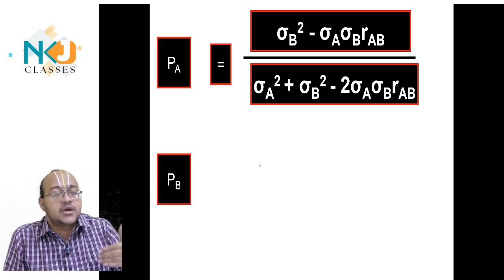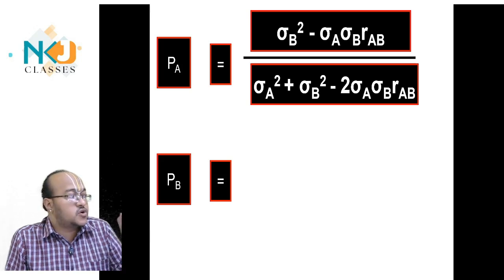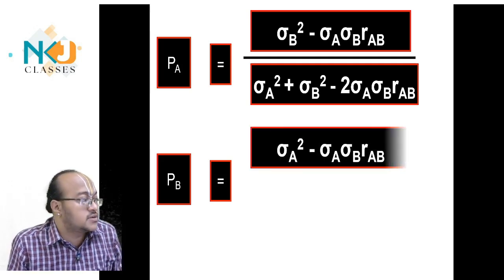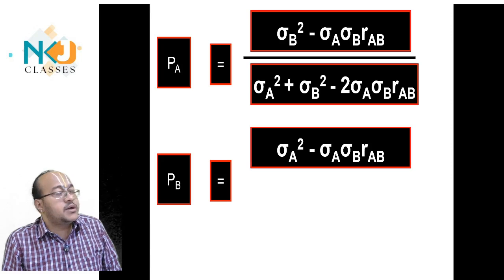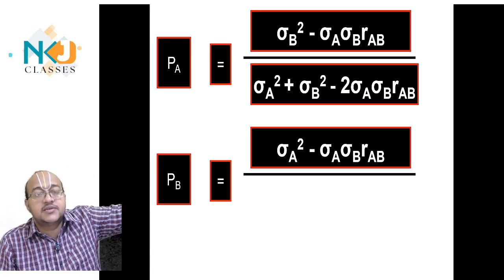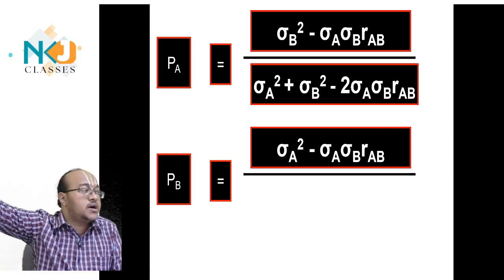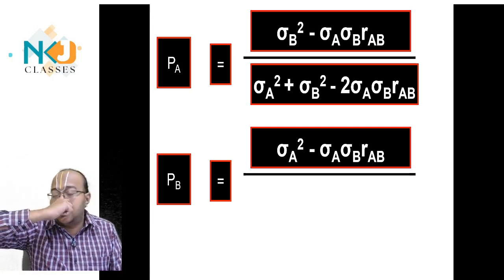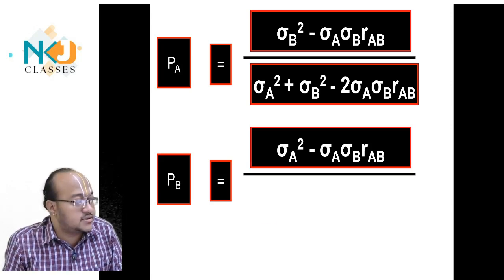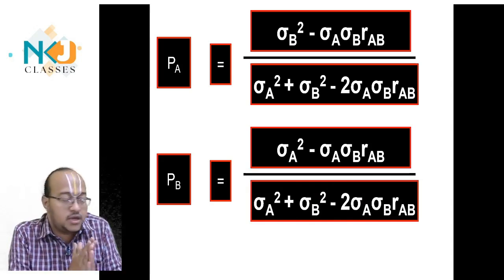Before that, proportion of B you see the same way. Proportion of B is nothing but, instead of sigma B square in the numerator, you substitute sigma A square: sigma A square minus sigma A sigma B into correlation of A and B, divided by the denominator, which will be the same as before, the same in both cases. For proportion of A you use sigma B square in the numerator. For proportion of B you use sigma A square in the numerator. That's the difference. Are you understanding? All the other variables will remain the same. Okay, this is the formula.